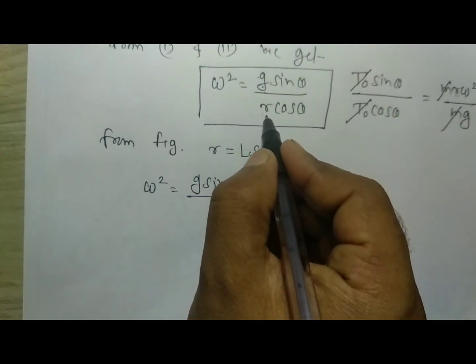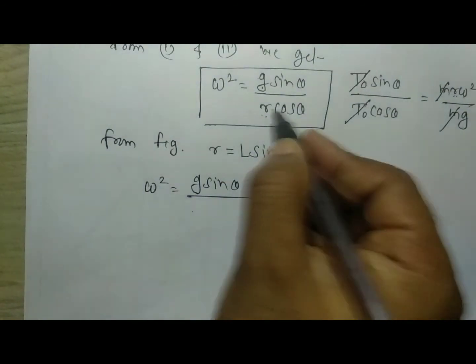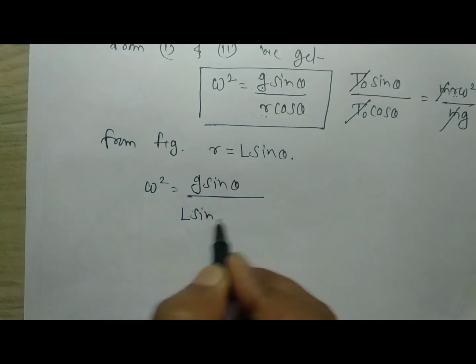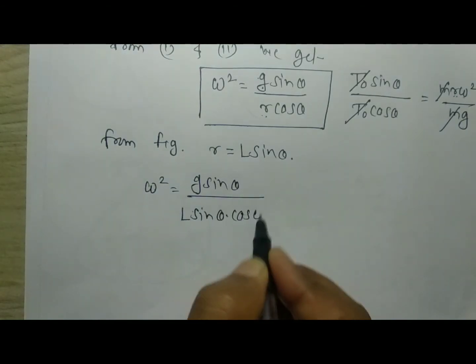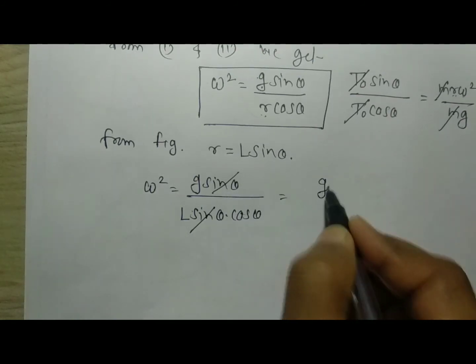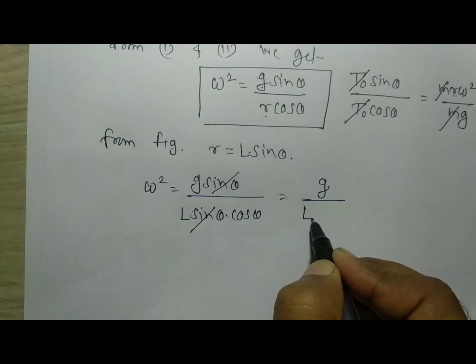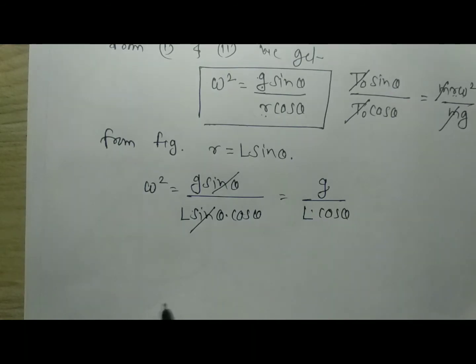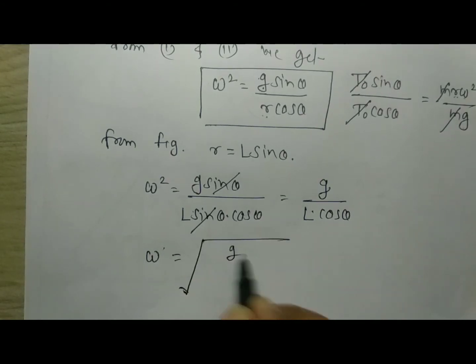We have to put the value of r here, and r is nothing but L sin theta into cos theta. Now sin theta cancels with sin theta, and you will get g divided by capital L into cos theta. This is the value of omega square. From this, taking square root on both sides, you will get omega is equal to the square root of g divided by L cos theta.